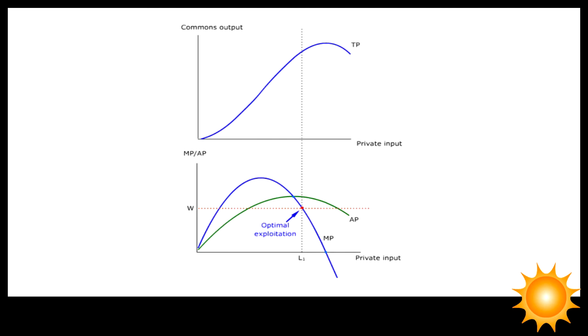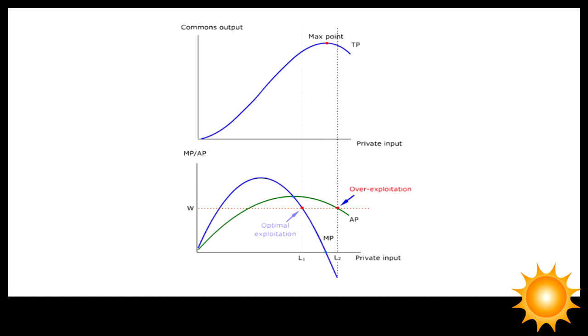But if the resource is owned in common, owners of private input will care only about whether, on average, the returns to their input is at least equal to its opportunity cost. In other words, they would compare W with average product. The fact that an additional input would reduce marginal product to below W is a negative externality that they need not be concerned with, since the resource is owned in common.